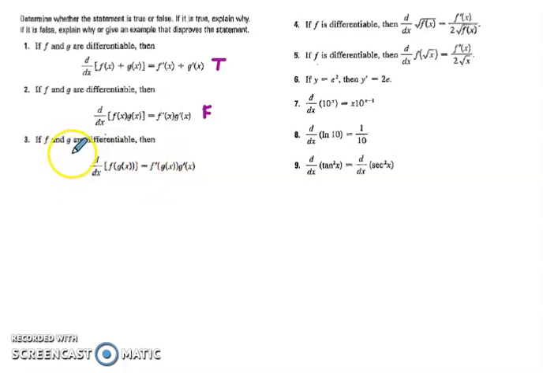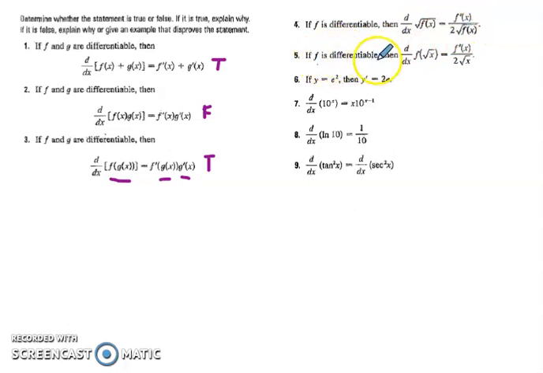Next one says, if f and g are differentiable, then the derivative of f of g of x, that is the chain rule because we have a composition, is equal to f prime of g times g prime. That is true because this is a statement of the chain rule. We've differentiated f, the outside function, leaving the inside function g intact and multiplying by the derivative of the inside function. 4 says, if f is differentiable, then the derivative of the square root of f of x equals this.